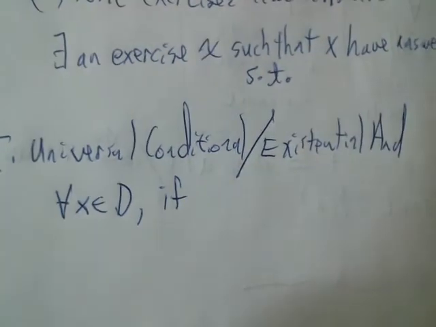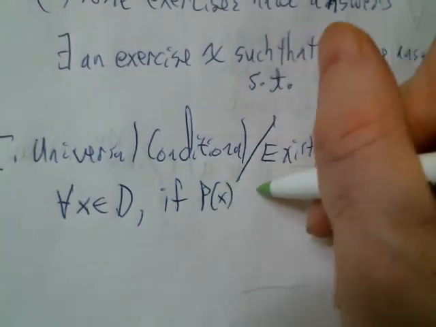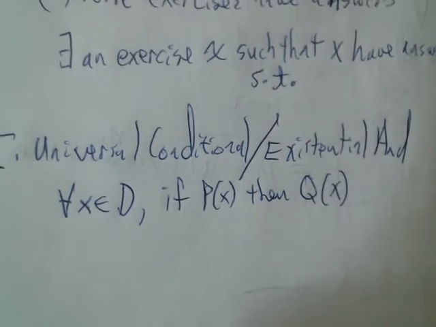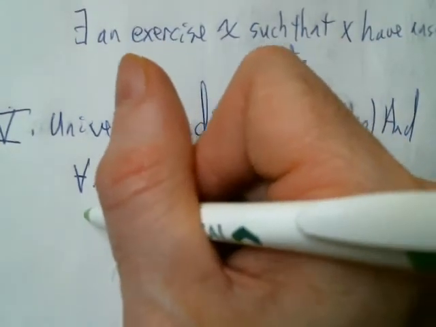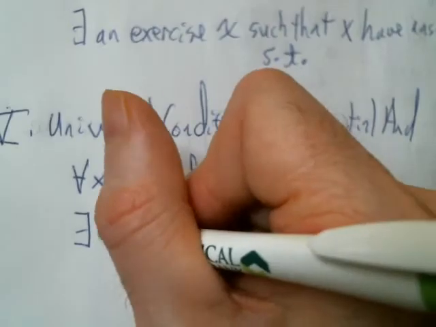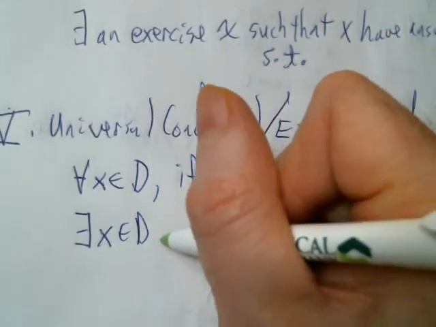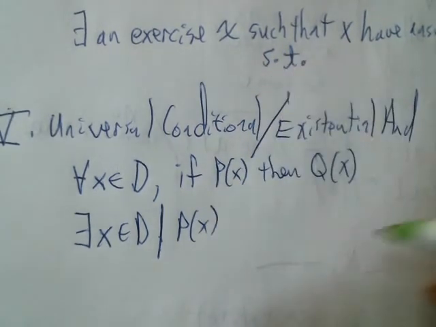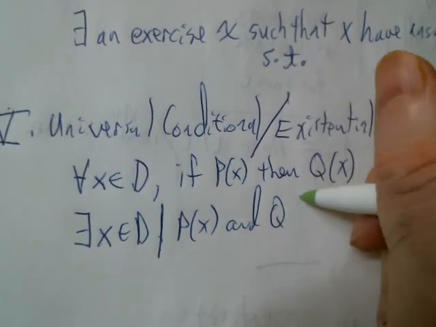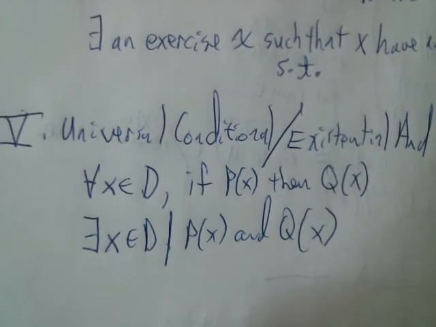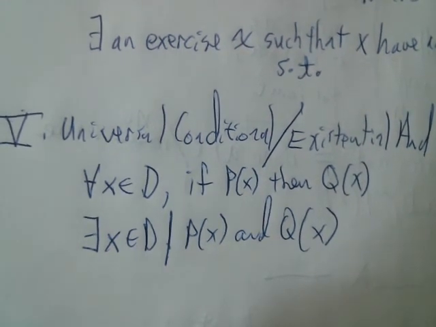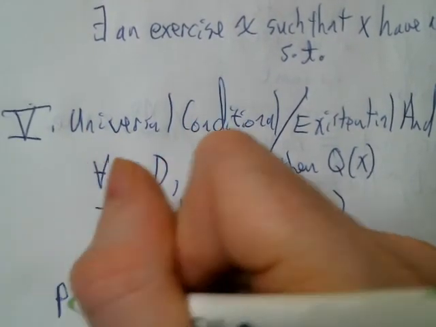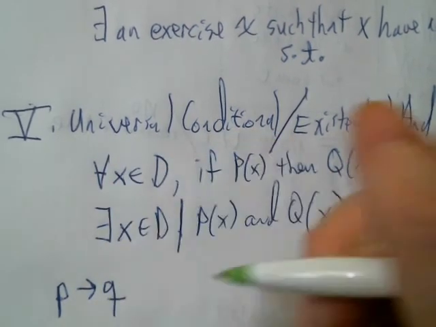If some predicate is true, p of x, then it'll follow that some other predicate is true, q of x. The existential version, now existential and: there exists an x in some domain such that p of x is true and q of x is true. And then we're going to want to be able to negate these things. As I said earlier in the semester, we have to know how to deal with these if p then q statements and how to negate those.